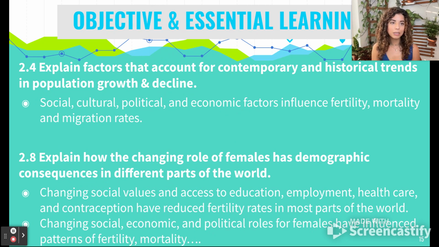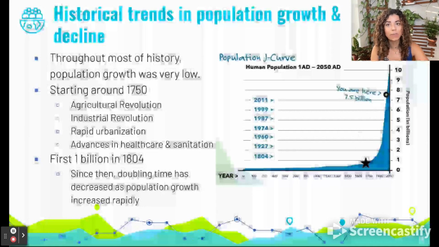So we're also going to be looking at how the changing role of females has demographic consequences in different parts of the world. So that includes social values changing, as well as access to education, employment, other opportunities for women, access to healthcare that has also influenced demographic changes. And then also changing roles of females and how that's influenced different patterns in fertility and childbearing.